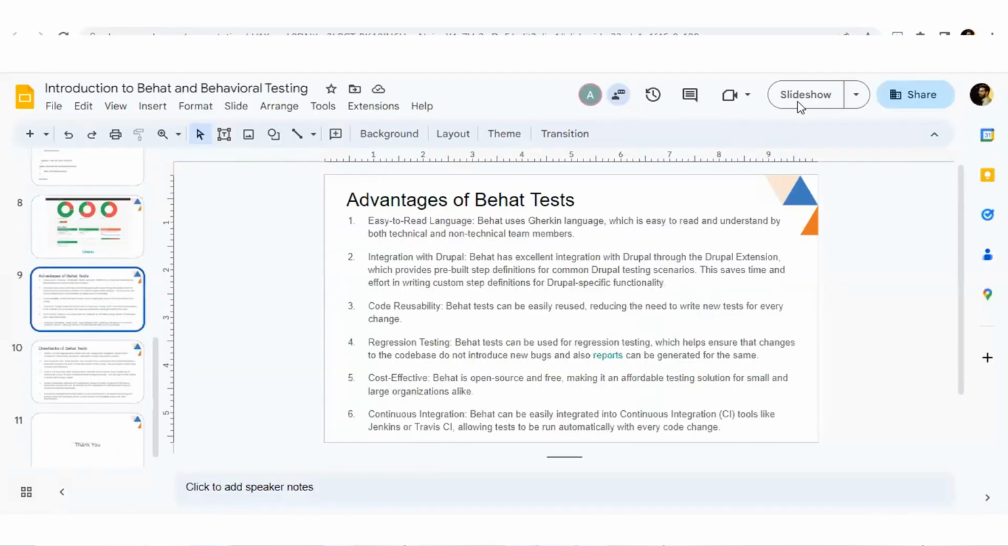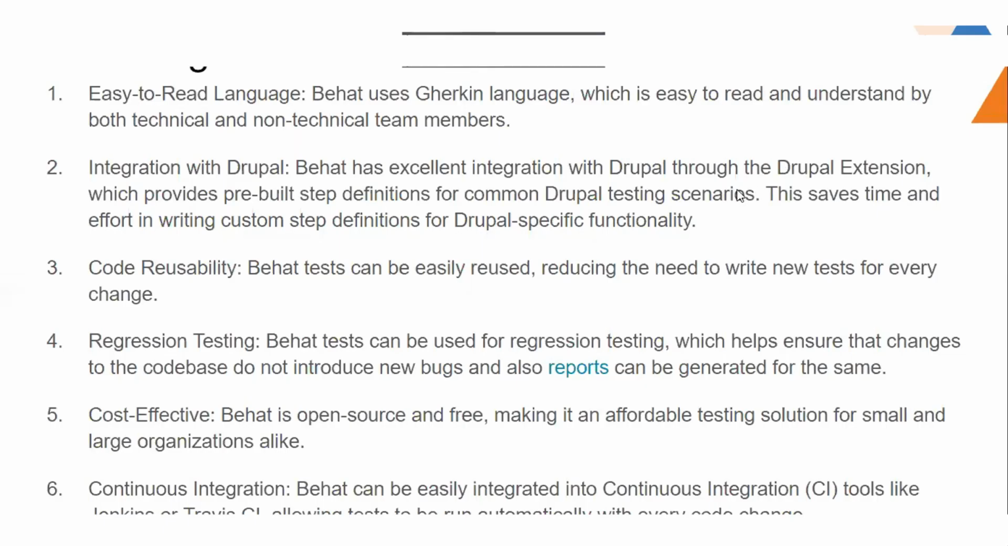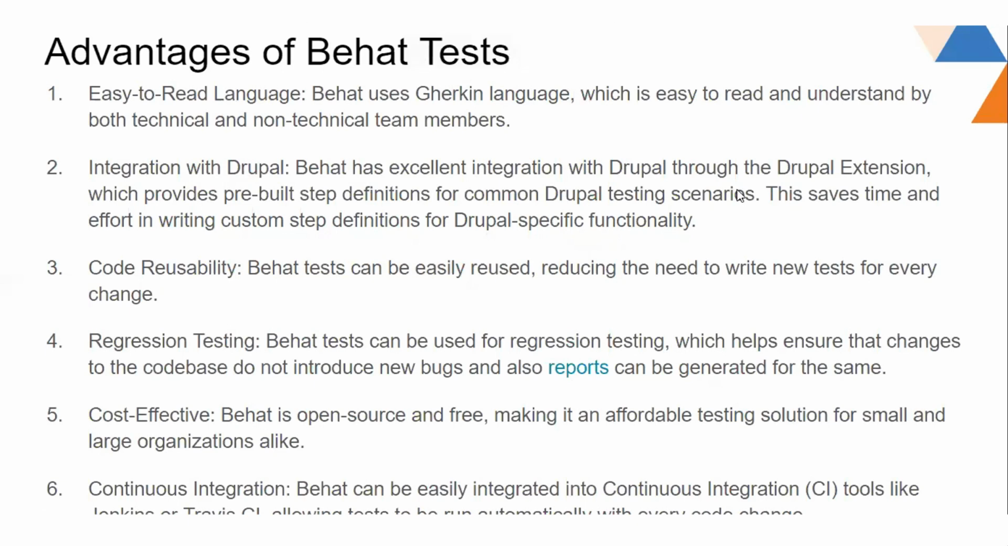So yeah, let's go to the advantages of Behat. So as I mentioned, it is an easy to read language. It uses one common language known as the Gherkin language, which uses keywords such as given, when, then, and and it is easy to read and understand. Anyone, even a non-technical person, can read those scenarios and execute those scenarios as a tester, or is able to understand what the business requirements are.